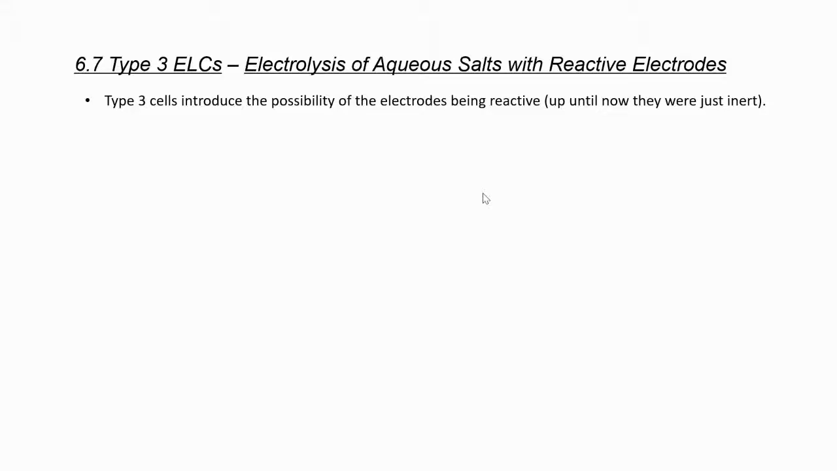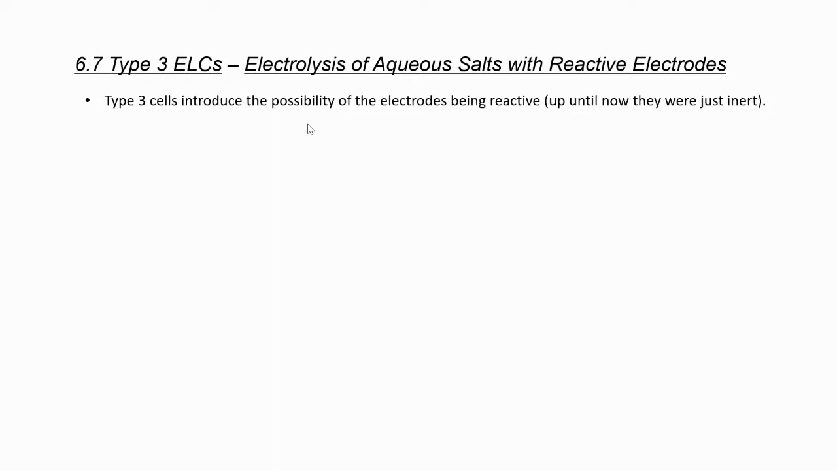Welcome back. This is our last section for chapter 6, 6.7, type 3 of our electrolytic cells. This one is electrolysis of aqueous salts with reactive electrodes. The only difference between these and type 2 is that we have electrodes that could potentially react if the conditions are right.